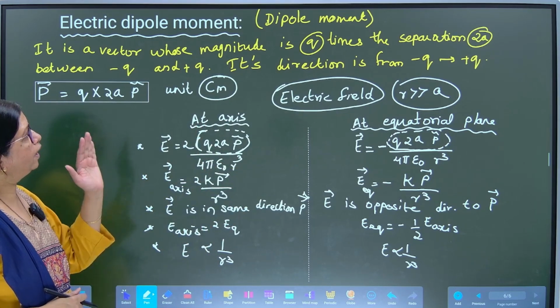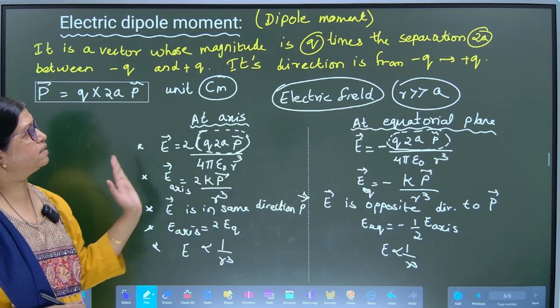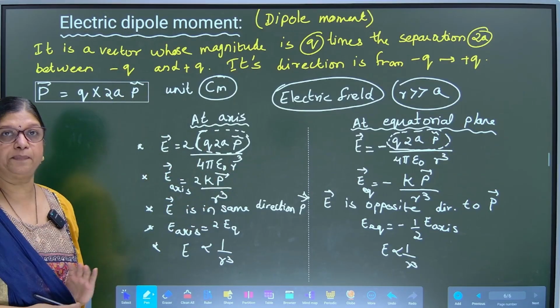Okay. So now I just move on. You take a picture of the comparison I have made and the electric dipole moment definition.